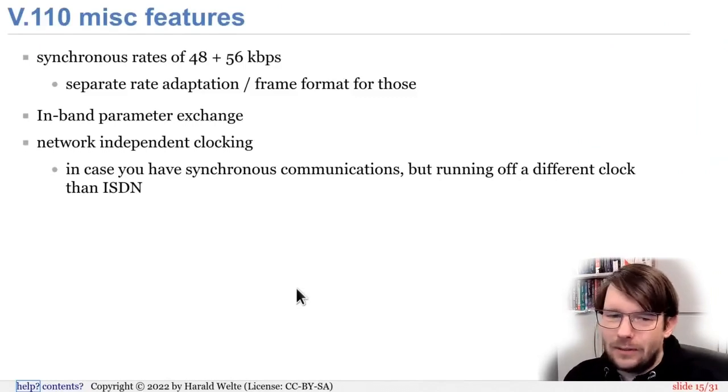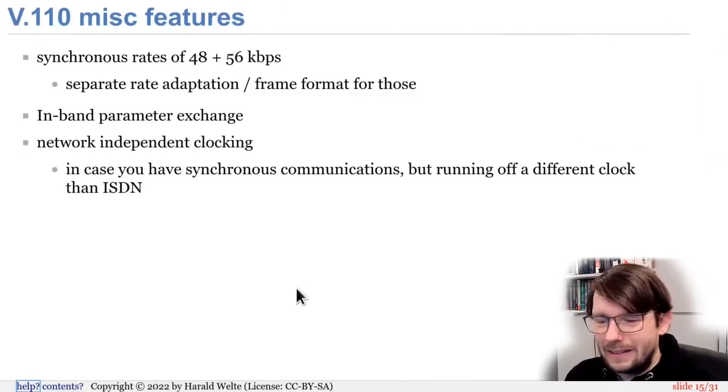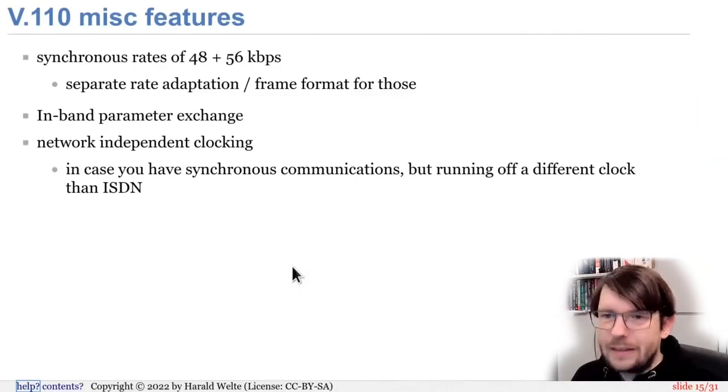So let's assume you have some equipment doing synchronous serial communications, but it has its own clock at the same rate as ISDN, but not locked or synchronized to ISDN. And that's basically some elastic buffer that they put in, and I think some signaling between the two ends, whether to drop a bit or to insert a bit to make sure there are no underruns or overruns. Yeah, so that's V.110.